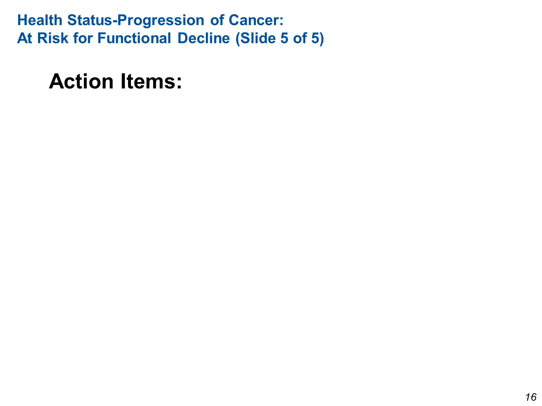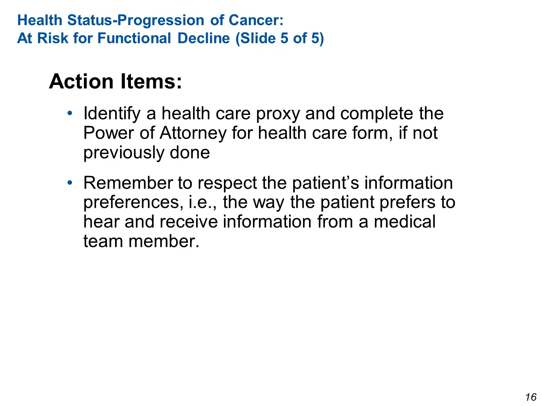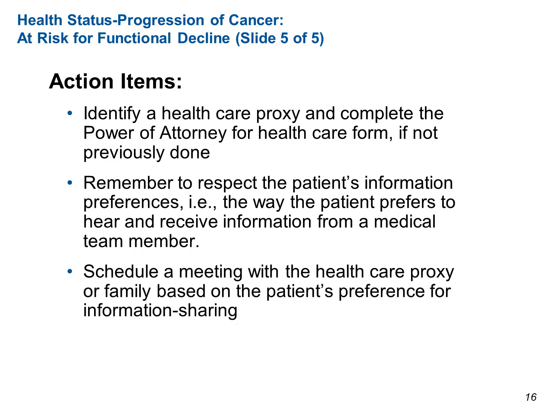So, recapping the action items again: identify a healthcare proxy and complete the power of attorney form for healthcare if not previously done. Remember to respect the patient's information preferences, that is, the way the patient prefers to hear and receive information from a medical team member. Schedule a meeting with the healthcare proxy or family based on the patient's preference for information sharing.